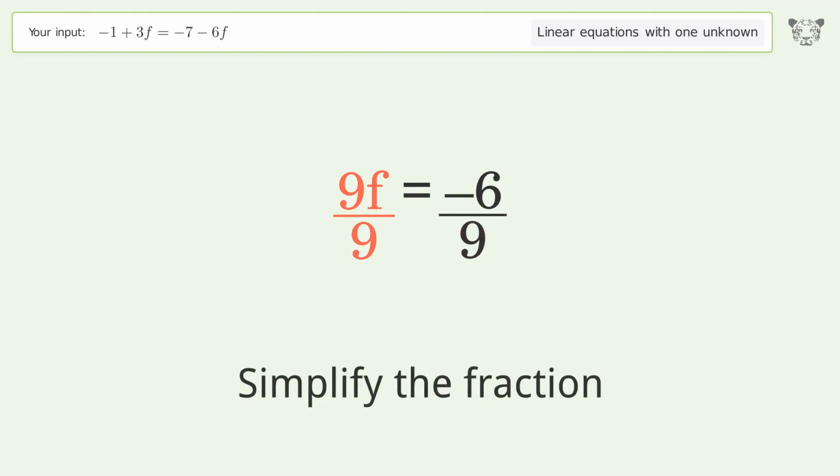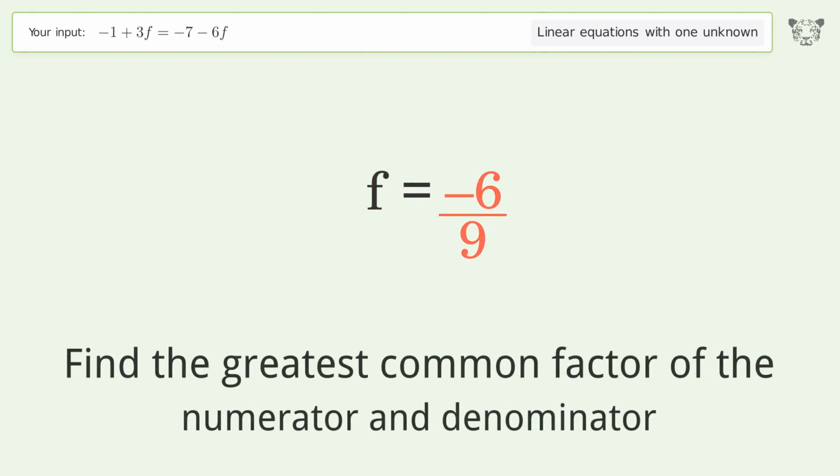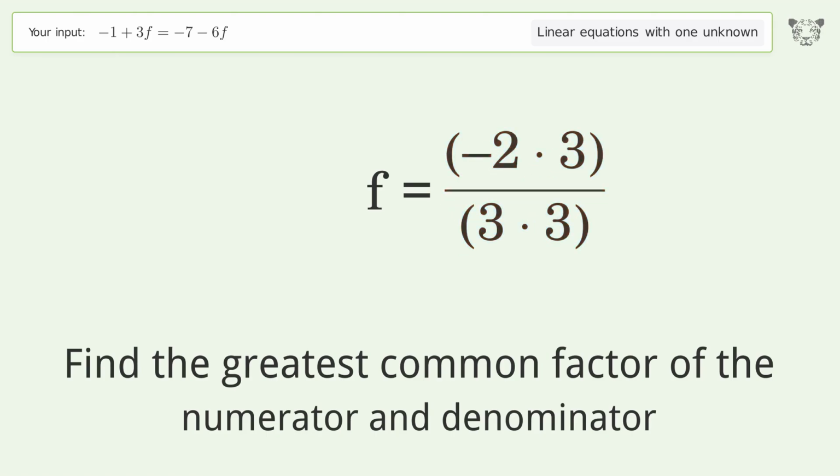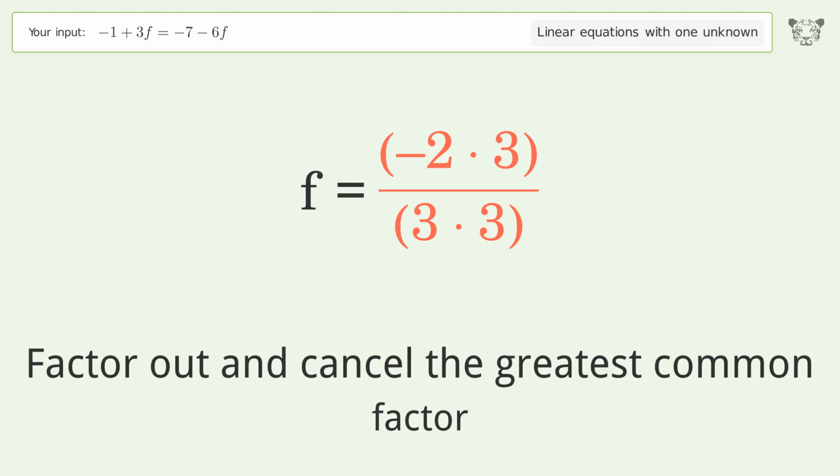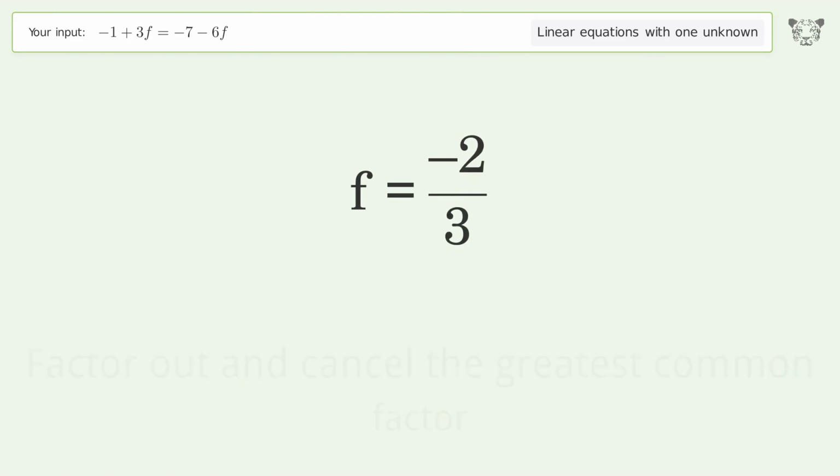Simplify the fraction. Find the greatest common factor of the numerator and denominator. Factor out and cancel the greatest common factor. And so the final result is f equals -2/3.